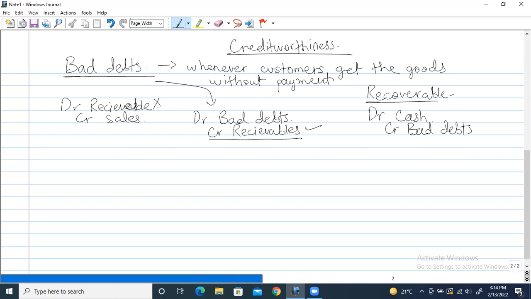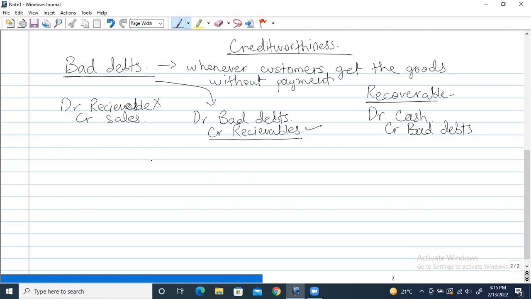So these are the three cases in this. First, I explained what actual entry is made, and then what happens when a bad debt arises. And after that, when a bad debt is recovered, we receive the cash and we finish the bad debts.